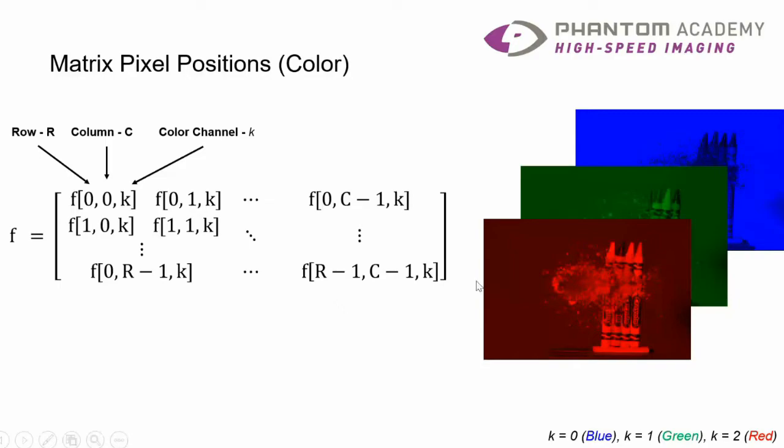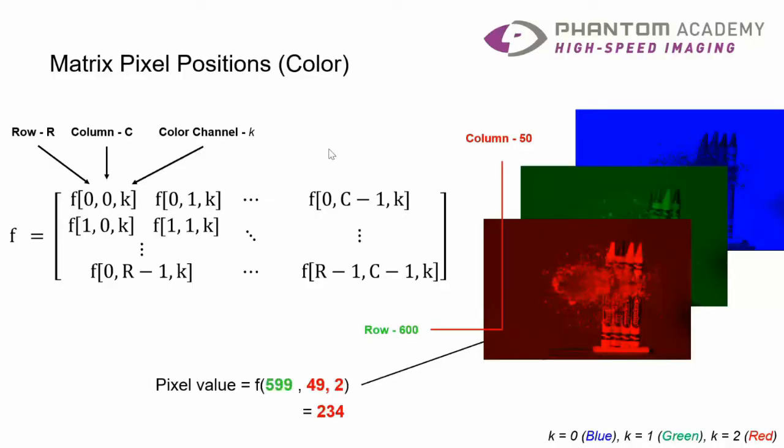Same thing again. If we wanted to get row 650, column 50, we could call, for example, 599, 49 for our column. And then finally, we represent our index. We want our red channel, so we have to put 2 here, and that would grab the pixel from the red channel. Again, this is the format of OpenCV, and you can see I have indicated down here, K equals 0 is blue, K equals 1 is green, and K equals 2 is red.